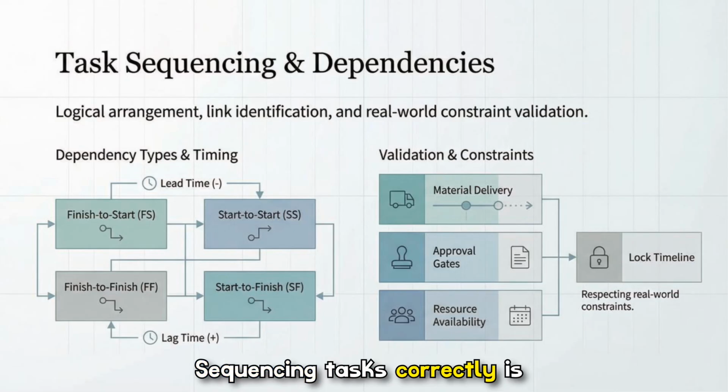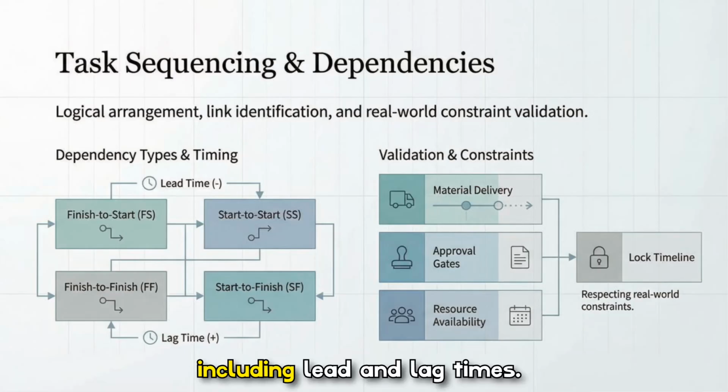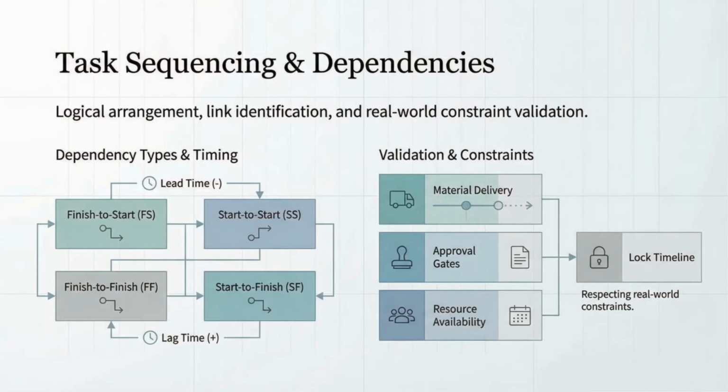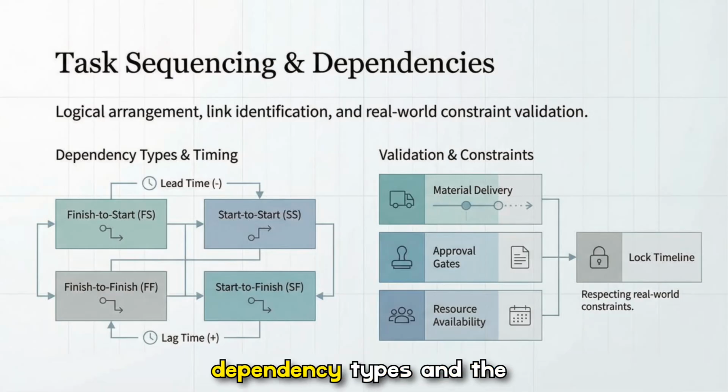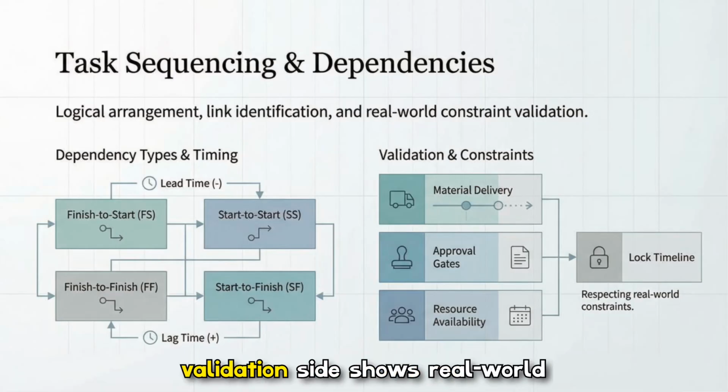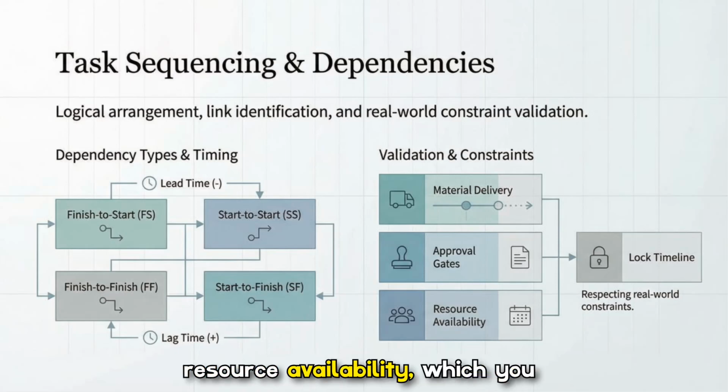Sequencing tasks correctly is what makes schedules reliable. So understand finish to start, start to start, finish to finish, and start to finish links, including lead and lag times. The diagram highlights these dependency types, and the validation side shows real-world constraints, such as material delivery, approval gates, and resource availability, which you must respect to lock a realistic timeline and avoid surprises.